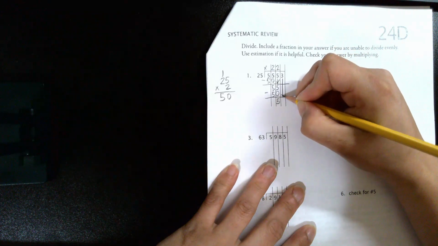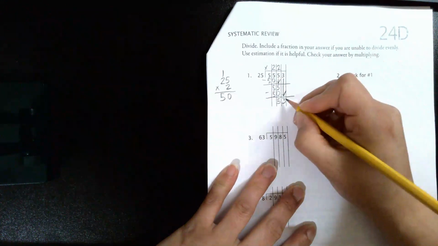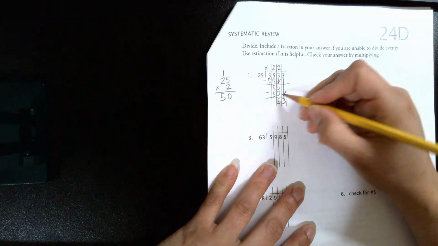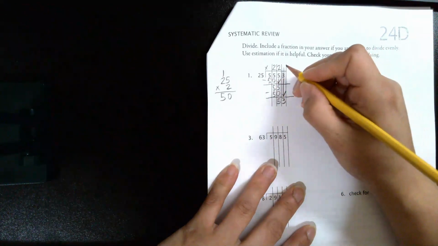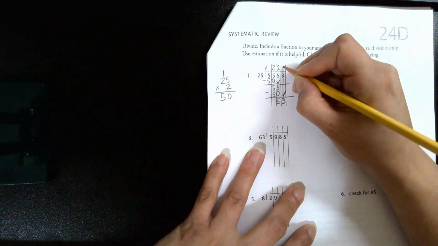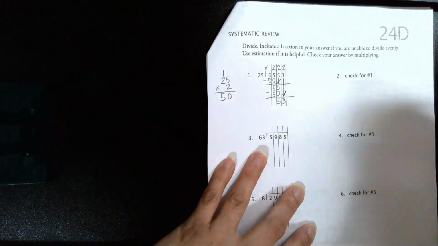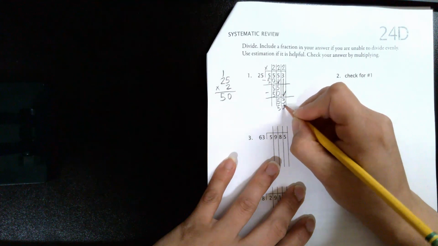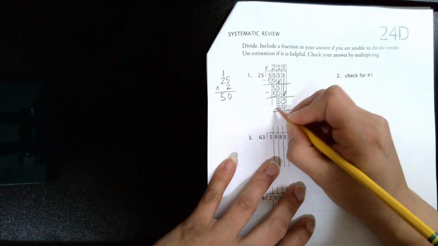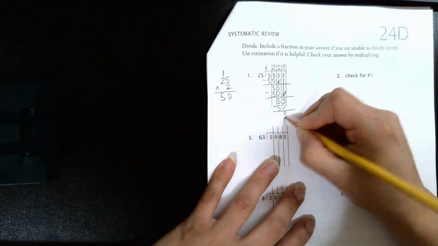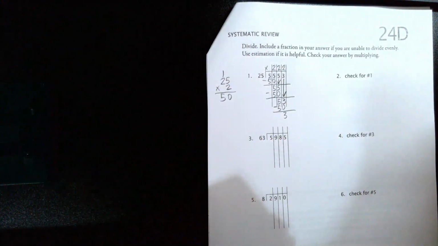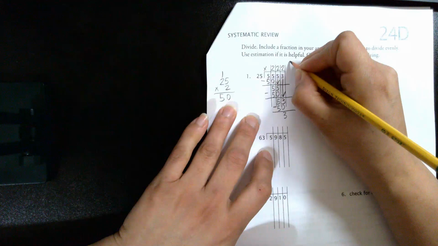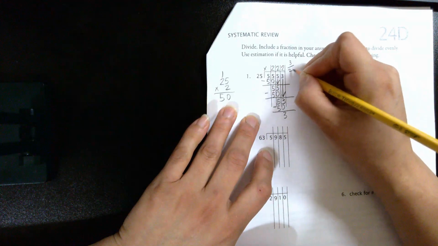Okay, last number. Bring down this 3. And it's the same thing, okay? We've been doing 50. 2 times 25 is 50. With 53, it can only be 2 because if we add another 50, it's going to be too much. So 2 times 25 is 50 again. And then we subtract and we get 3. So now our answer is 222, and then it's 3 over 25.